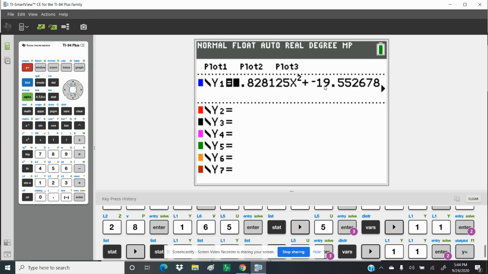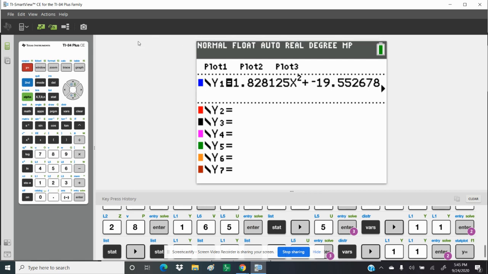And so on part B, it asked you when X is 17, because it said 2005, and your X's are defined as years since 1998. So if I take 2005 minus 1998, I get X is 17. So basically, I want to know when X is 17, what is Y?